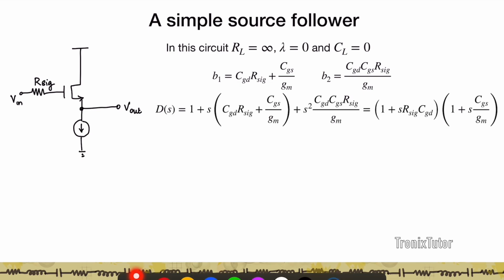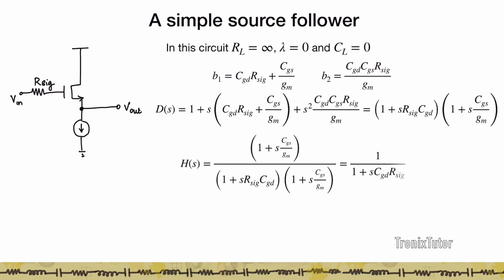And when I put it in the denominator expression, the denominator factorizes as 1 plus S R6 CGD into 1 plus S CGS by GM, right? And now if I look at H of S, it goes as this divided by this. Again, in this case when RL is infinity, your midband gain is 1. So what you have is H of S is 1 by 1 plus S CGD R6.